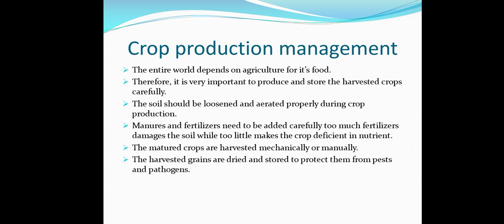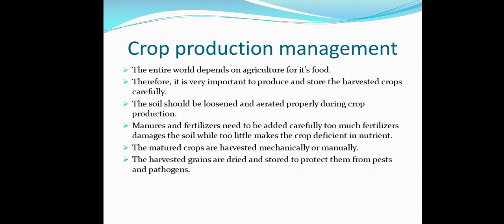And next, crop production management. The entire world depends on agriculture for its food. Therefore, it is very important to produce and store the harvested crops carefully. The soil should be loosened and aerated properly during crop production. Manure and fertilizer need to be added carefully. Too much fertilizer damages the soil, while too little makes the crop deficient in nutrients.